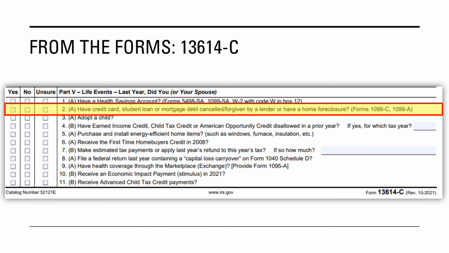So what does it look like when our clients come in with this sort of situation? Well, if we look at the 13614-C, in Part 5 for life events, it's on page 2 of our intake form, right there in question 2. And we saw this before with the credit card debt that might have been canceled or forgiven. But here again, we're looking at a home foreclosure. And the informational forms associated with that are going to be a 1099-C and or a 1099-A.